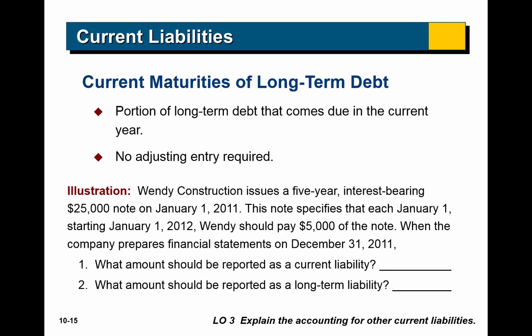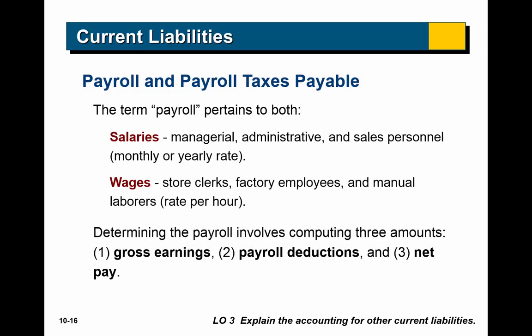Wendy Construction uses a 5-year interest-bearing $25,000 note. The note specifies that each January 1st, starting January 1st, 2012, Wendy should pay $5,000 of the note. When the company prepares financial statements on December 31st, 2011, what amount should be reported as a current liability? What amount should be reported as a long-term liability? The amount that's due within the next year, or $5,000, will be a current liability, and the amount that's not due until next year or beyond, or $20,000, will be reported as a long-term liability.